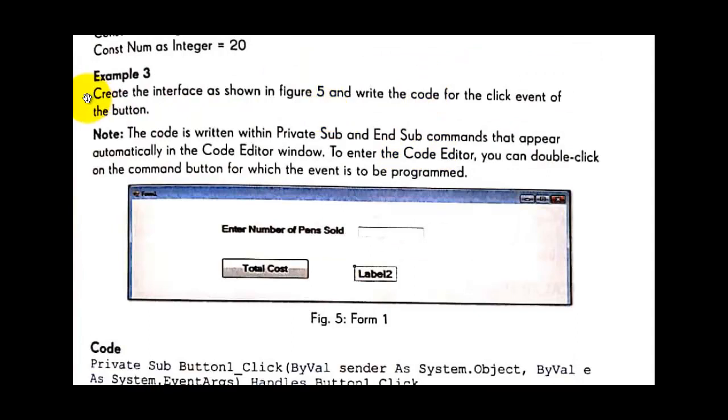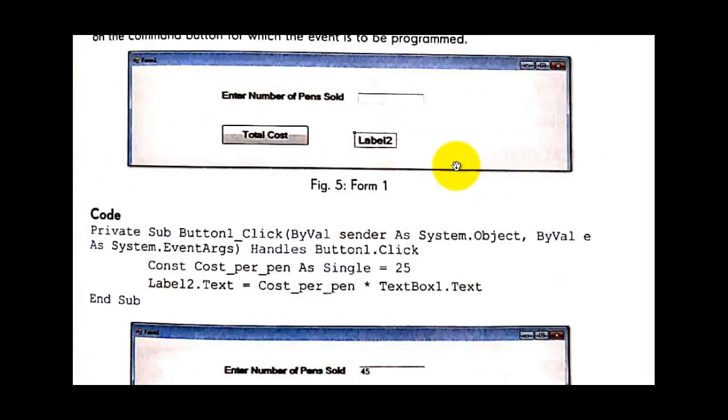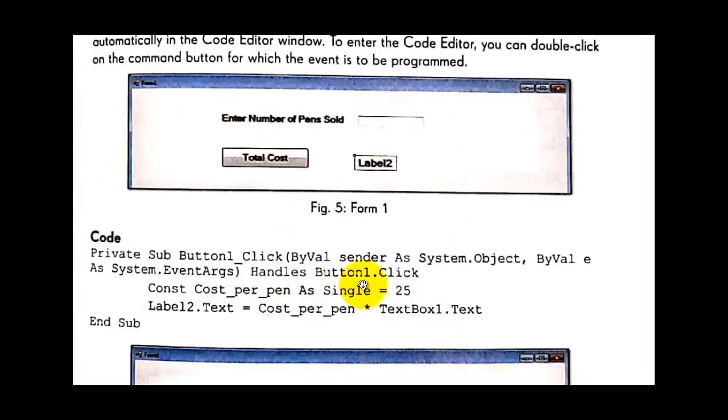Now let's see the example here. Create the interface as shown in figure number 5 and write the code for the click event on the button. Now note that the code is written within Private Sub and End Sub commands that appear automatically in the code editor window. To enter the code editor, you can double click on the command button for which the event is to be programmed. Now enter the number of panes sold. Now we are calculating the number of panes sold. Okay, here we are writing a code.